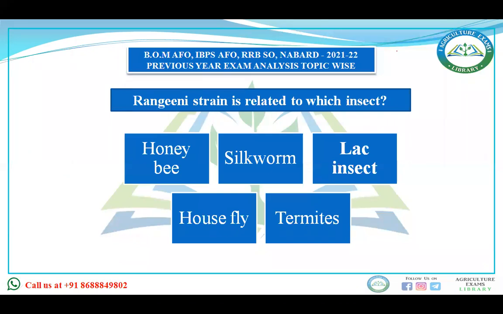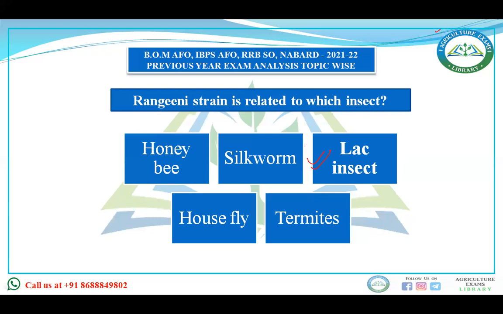First question is, Rangini strain is related to which insect? Honeybee, silkworm, lac insect, housefly, termites. Then the right answer to this question is lac insect. Actually, lac is an important source of income, especially for the tribal population of lac growing areas. The trees like ber are abundantly available in states like Jharkhand, on which farmers produce lac.